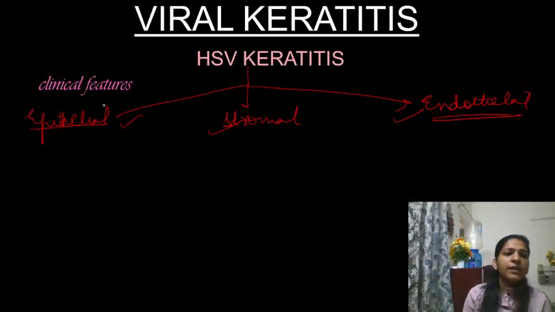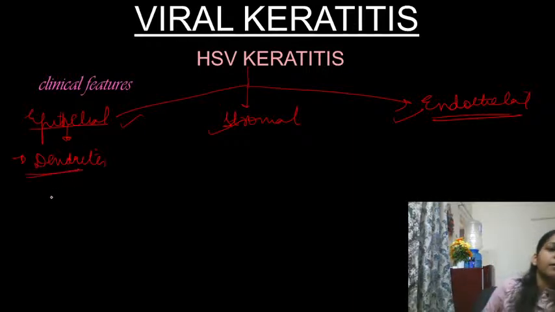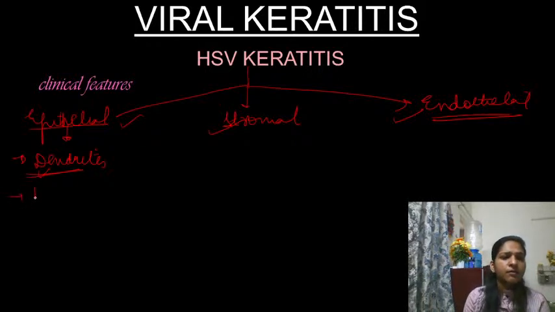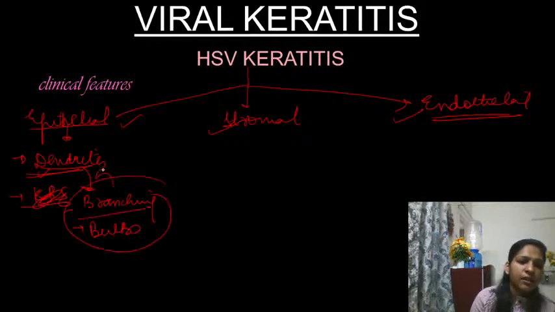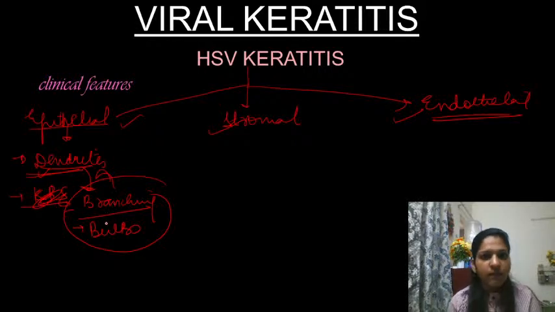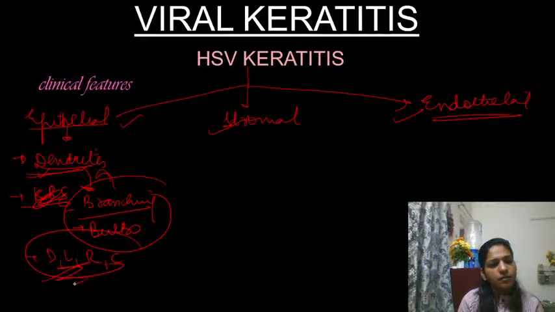So in epithelial type of keratitis, we'll have dendrites. Mainly dendrites will be present. They will have branching and they will have bulbs at their ends. So this is a characteristic feature of the dendrites which is present in herpes simplex virus keratitis. And then discharge, lacrimation, redness, this all will be present.